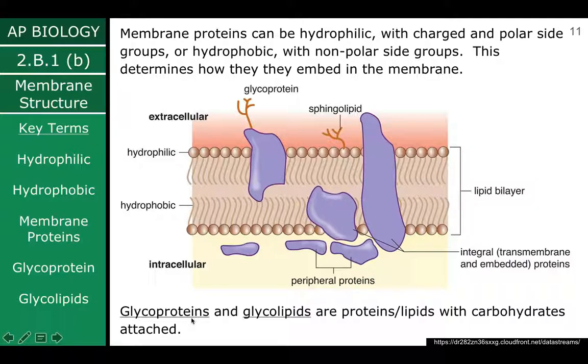So we have glycoproteins and glycolipids: proteins and lipids with carbohydrates attached. That's the main thing there. The main way to know that is glyco means carbohydrates, so glycolipid is carbohydrate and fat, and glycoprotein is carbohydrate and protein.